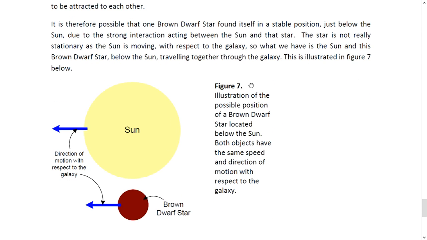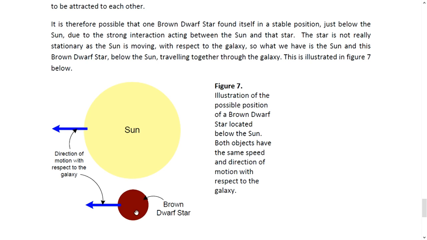Now, getting into this illustration on figure 7, the illustration of the possible position of a brown dwarf star located below the sun. Both objects have the same speed and direction of motion with respect to the galaxy, meaning they're moving in this direction. They're basically attached with a magnetic portal connection.